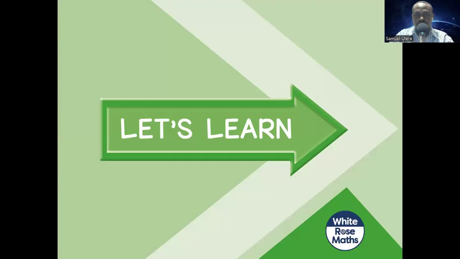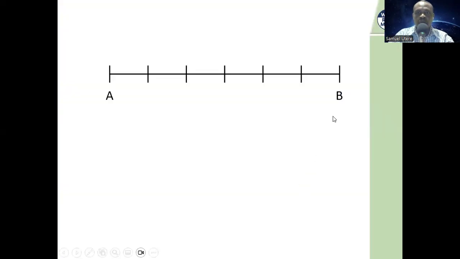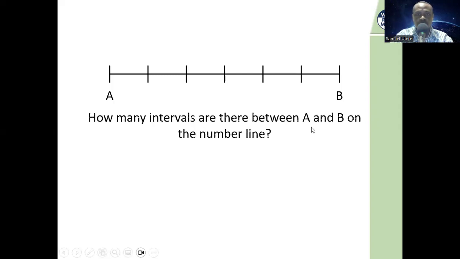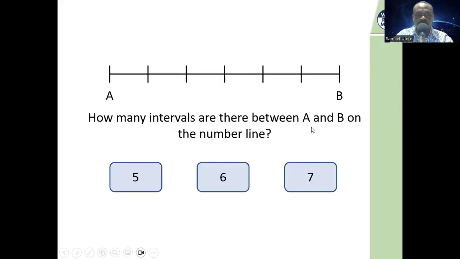Okay, let's do some learning. By the way, let me ask you, what do you think if I ask you how many intervals are between A and B? What would you say? I'll give you some options. What do you think? All right. If you said 5, you're wrong.